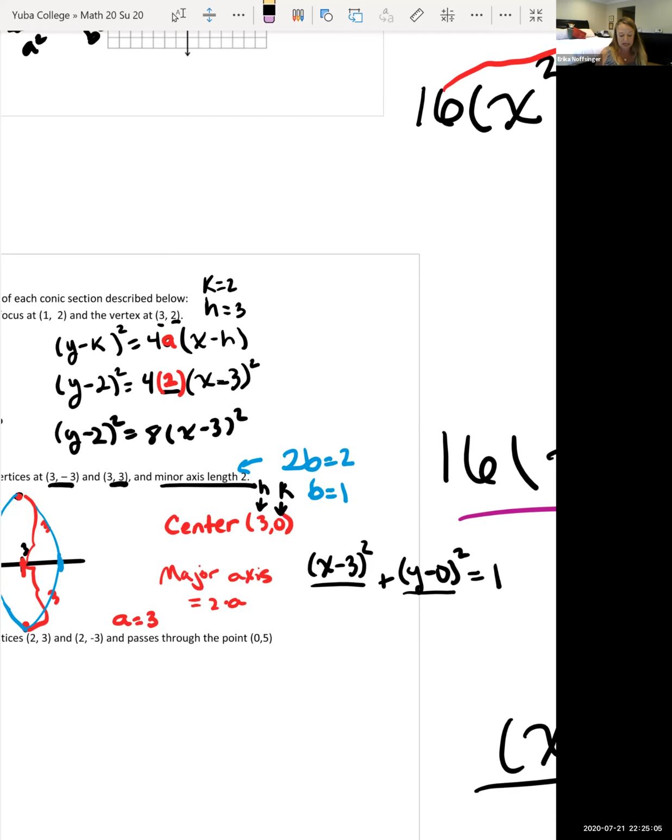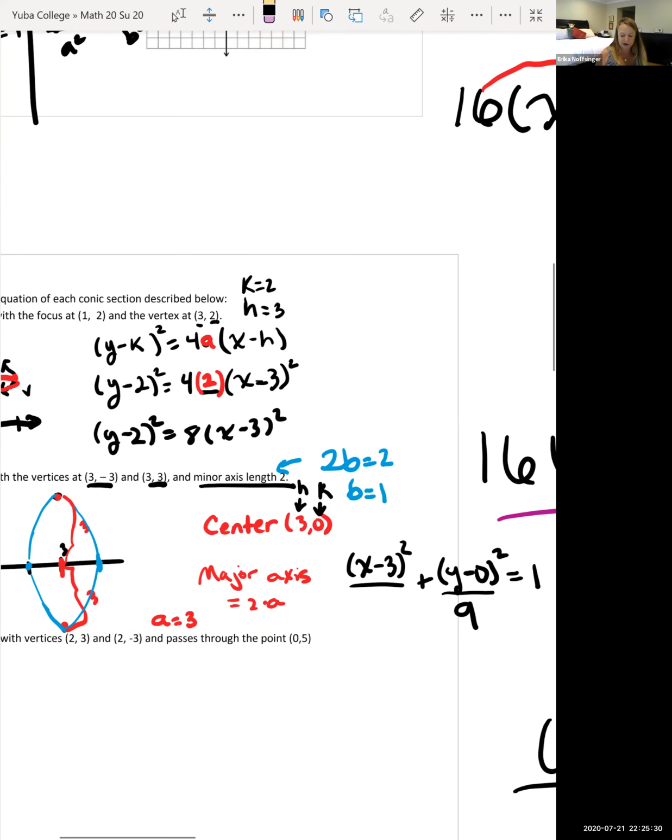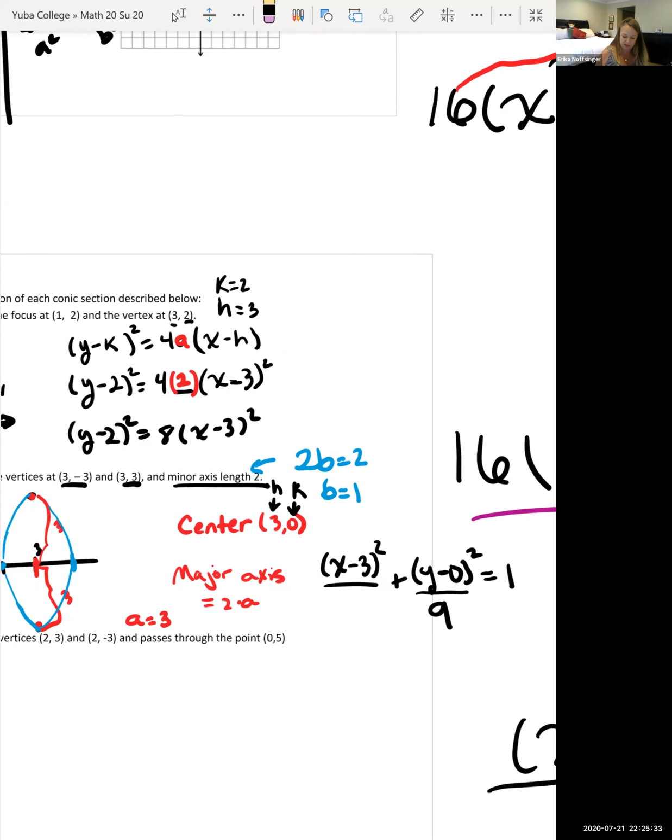a is underneath the term that the major axis is parallel to. And so the major axis is parallel with the y-axis, so the a value is going to be underneath the y quantity squared term, and it's a squared underneath here, so this is 9 in the denominator. Your b value is 1, and it's going to be b squared underneath here, so I'm just going to put it over 1, even though 1 squared is 1. And so this would be the equation of our ellipse.